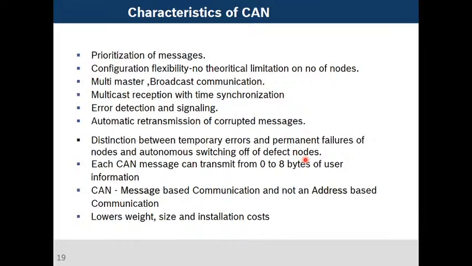Each CAN message can transmit 0 to 8 bytes for user information. If you want to transmit one sensor data with 8 bytes, that's possible. Even 1 byte is possible. Any number of data from 0 to 8 bytes you can transmit in a single message. The main advantage of CAN-FD is increasing the length of the bytes. It's 0 to 64 bytes in CAN-FD.